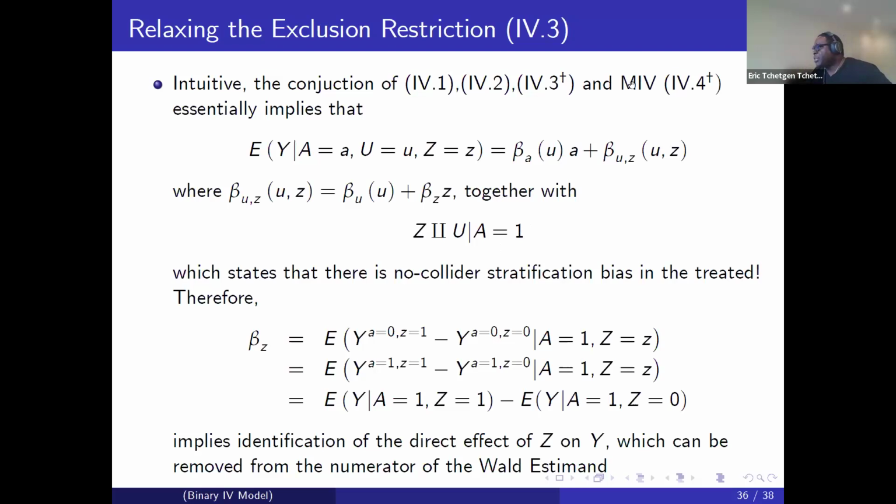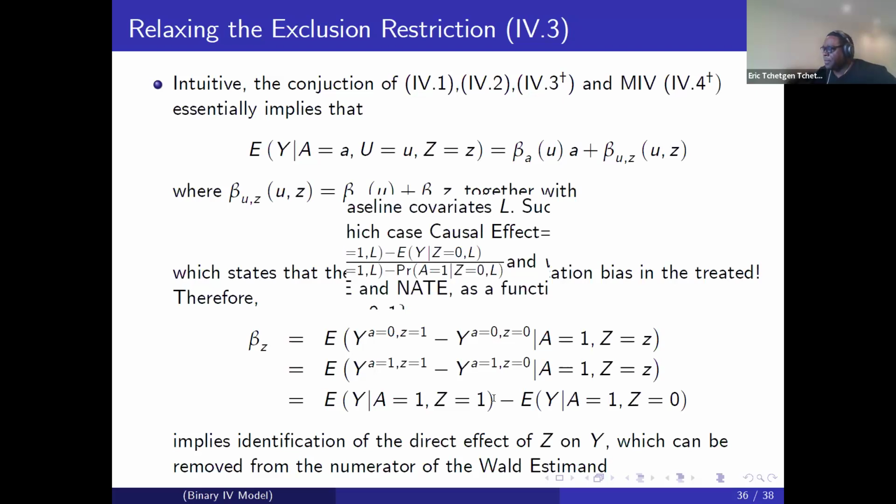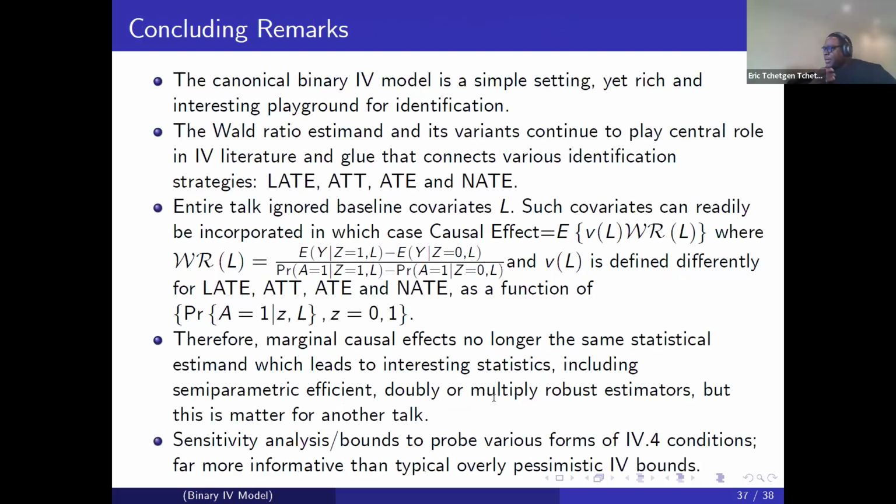But it turns out that the multiplicative model and the population independence assumption imply this condition, which means that you can learn about the effect of Z on Y in the treated, because it's not confounded and it's not subject to collider stratification bias. So that's basically all that's going on: beta Z, the exclusion restriction violation, can be captured by estimating the association between Z and Y among the treated. And this would imply identification of the direct effect of Z on Y, which can be removed from the numerator of the Wald estimand. All right, so let me close here.